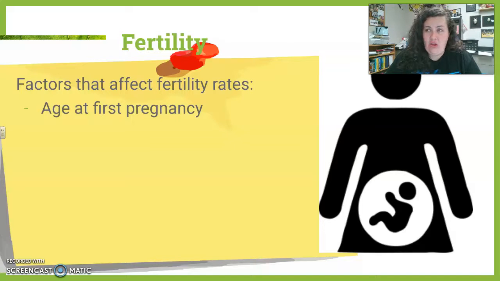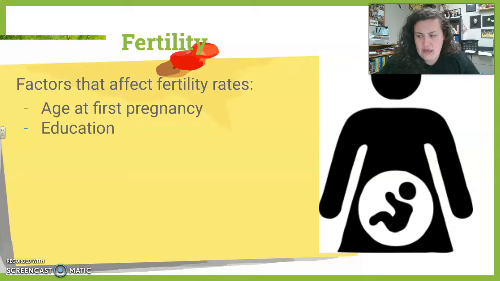We can all giggle behind our hands thinking about teen pregnancy and stuff like that, but honestly, that is the truth. Statistically, if you get pregnant when you are very young, you are more likely to have more children throughout your life. And again, we're not just talking about the U.S. here, we're talking about everywhere. Another factor that affects fertility rates is education. Typically, the less educated you are, the more children you will have. And there are a lot of different things that factor into that.